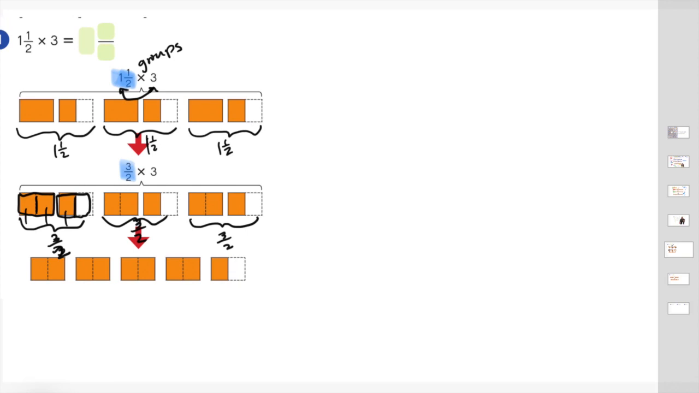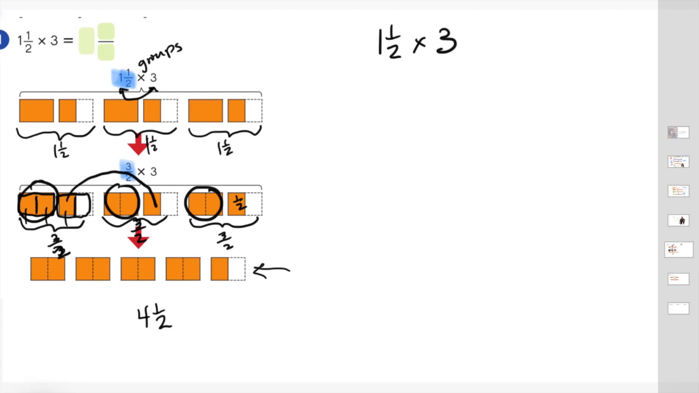And so when we combine those halves together, I get 1, 2, 3. These halves together give me 4, and then I still have 1 half left over. So I'm thinking my product's going to be 4 1/2, which this model shows. And now I want to challenge you to just multiply 1 1/2 times 3 using the standard algorithm. And then you can pause your video and check back to see if your thinking matches mine.